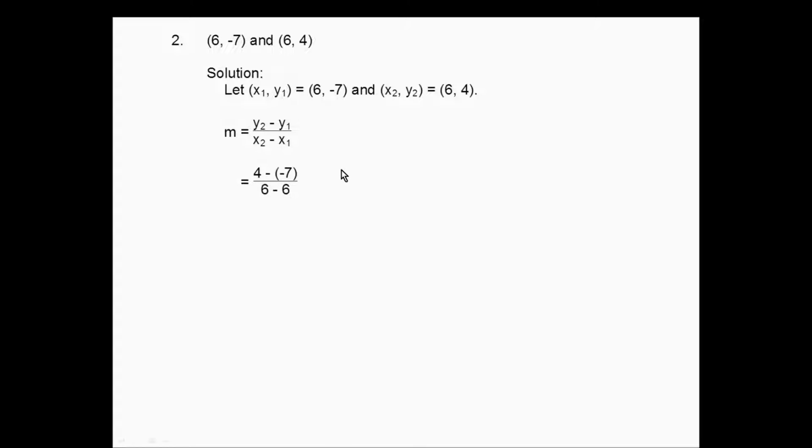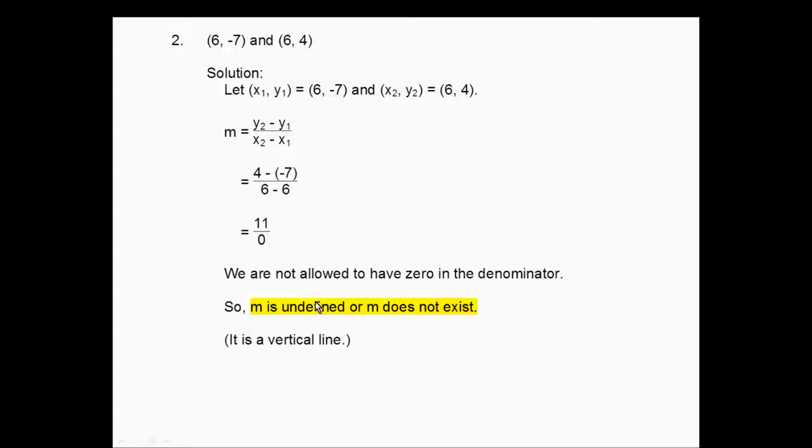Number 2, my points are 6, negative 7, and 6, 4. So again, I will let x1, y1 be 6, negative 7, and x2, y2 will be 6, 4. Our slope, remember, m is y2 minus y1 over x2 minus x1. Fill in the numbers. So y2 minus y1, I'll have 4 minus negative 7. My denominator, 6 minus 6. So I end up with 11 over 0. We're not allowed to have 0 in the denominator. So this means the slope is undefined, or the slope does not exist. Okay? It's a vertical line. If you actually plotted those 2 points, you would see that it is a vertical line.